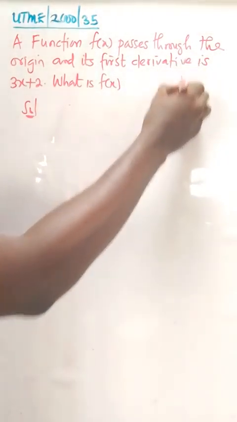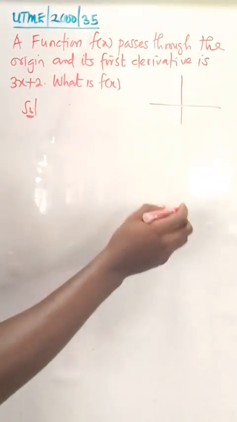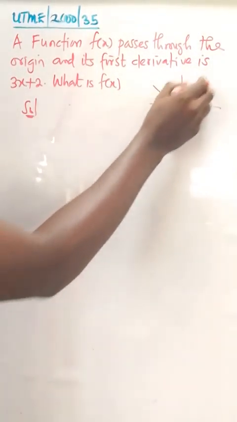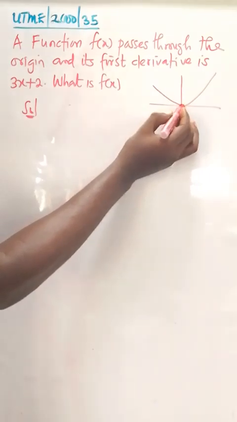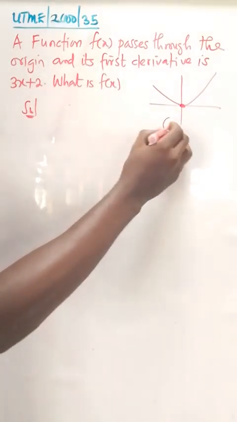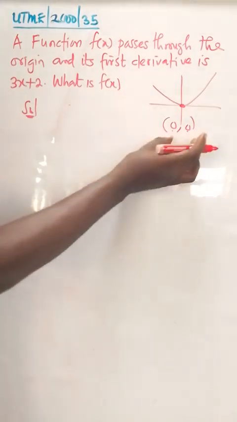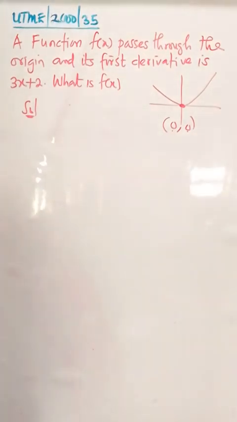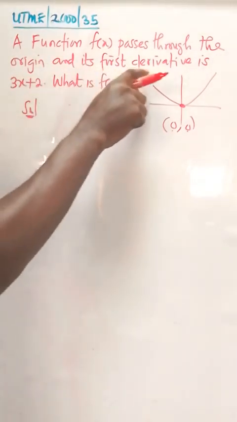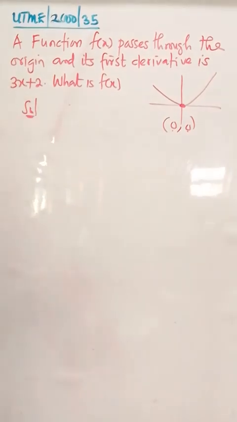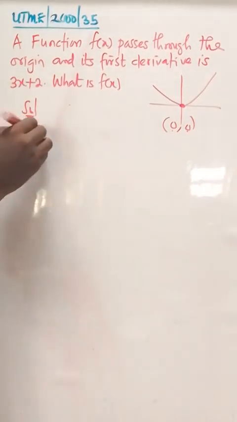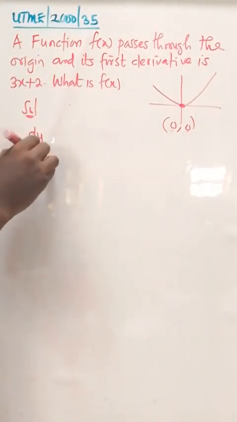When you hear the words passes through the origin, suppose this is the graph, and let's suppose this is the function. When a function passes through the origin, it means at this origin, when y is 0, x is also 0. So that's the initial condition. It is the given condition. So let's continue. If its first derivative is 3x plus 2, what is the first derivative? That is dy/dx.